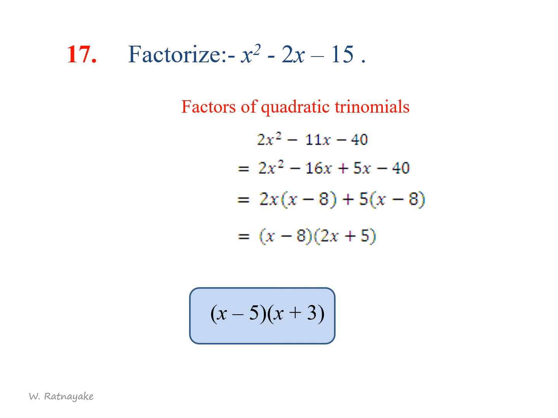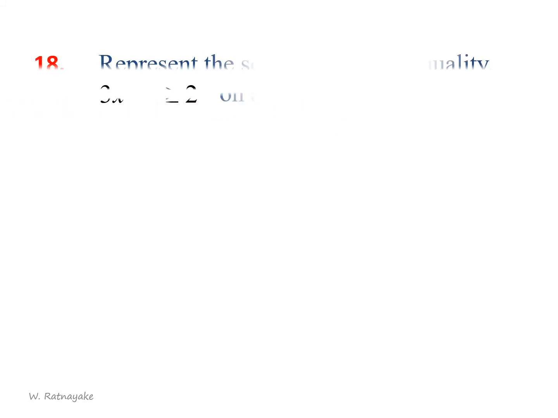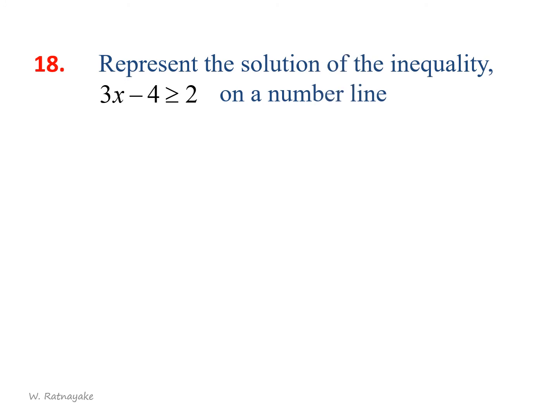Now we will go to question number 18. Question number 18 is about inequalities. Represent the solution of the inequality 3x minus 4 greater than or equal to 2 on a number line. That means first we have to solve this inequality. So that is 3x minus 4 is greater than or equal to 2. To get the next step, we can add plus 4 to the left hand side and right hand side. Then you get 3x is greater than or equal to 6.